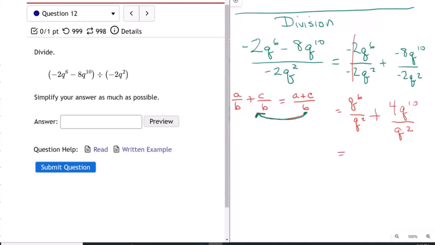And then do you remember how to simplify division with exponents? You could simplify each one separately. So q to the 6th over q squared is what? We have our division rules, remember from last time. This is q to the 4th. So then I have plus 4, and I have q to the 10th over q squared, which gives me what? 4q to the 8th. b to the m divided by b to the n is equal to b to the m minus n. If you don't remember these, review them. They will not go away.